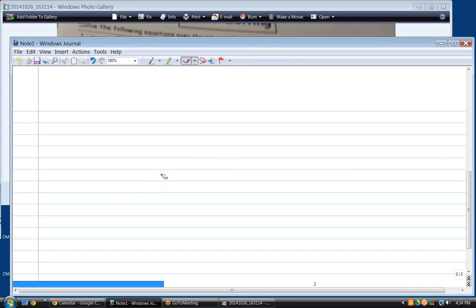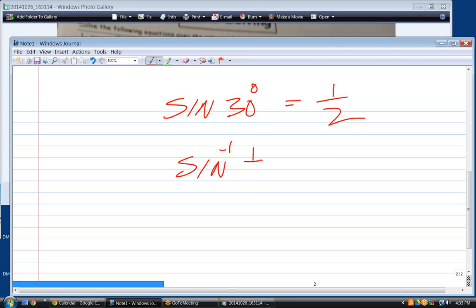Forget about the difference between radians and degrees for the moment. So if the sine of 30 degrees equals 1/2, which we know it does, then by definition, the inverse sine of 1/2 equals 30 degrees. This is an if and only if. If that's true, that's true, and if this is true, this is true. So those are equal expressions, basically. And notice that it allows you to solve for angles.